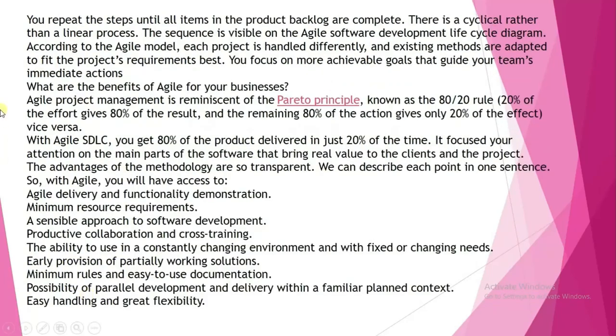Moving to the next slide, you repeat these steps until all items in the product backlog are complete. It is a cyclical rather than linear process. The sequence is visible on the Agile software development lifecycle diagram.